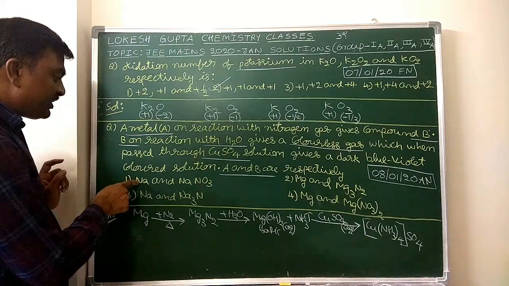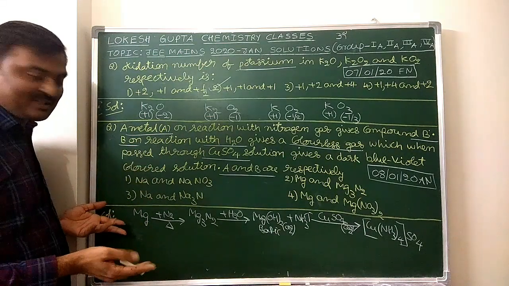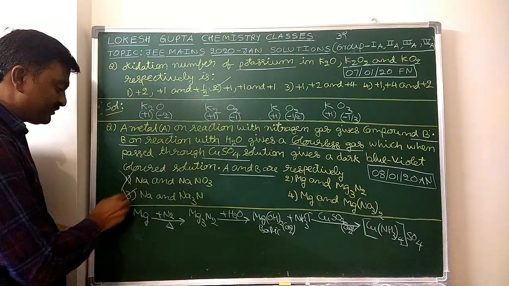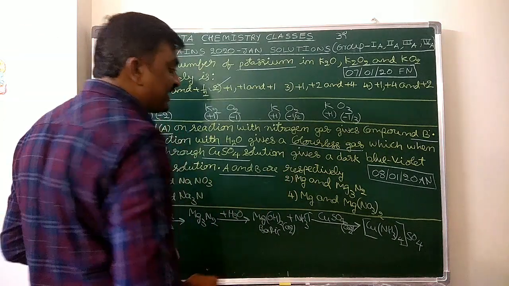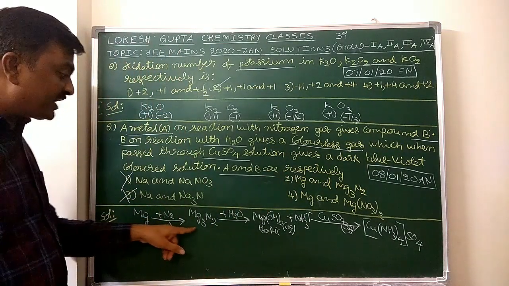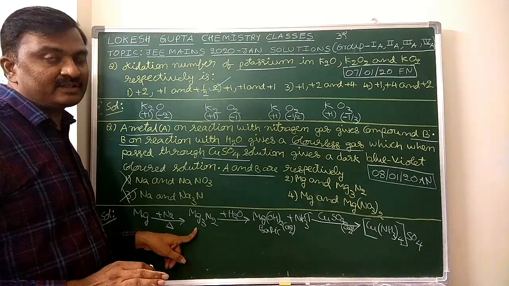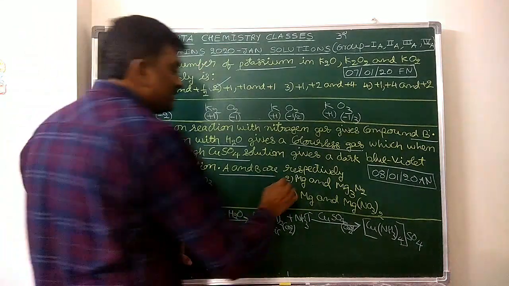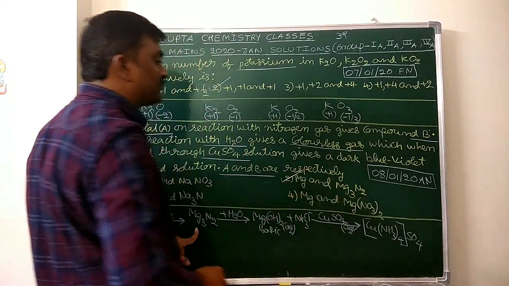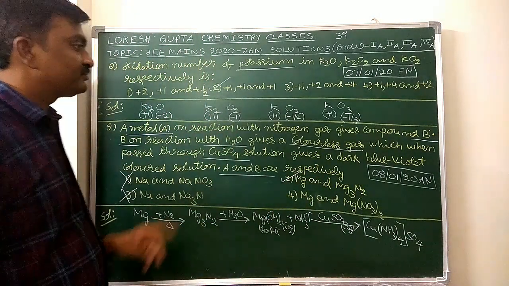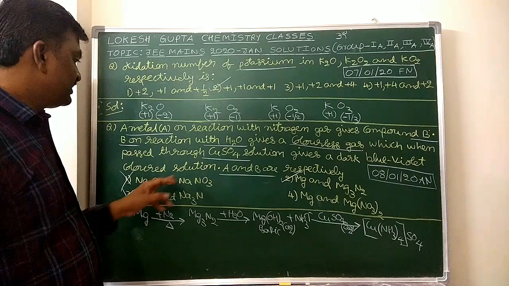So, sodium has no reaction with nitrogen, so these two options are not correct. Magnesium has a reaction with nitrogen. Then what is formed? Magnesium nitride, not magnesium nitrate. So magnesium and magnesium nitride, it is the answer.